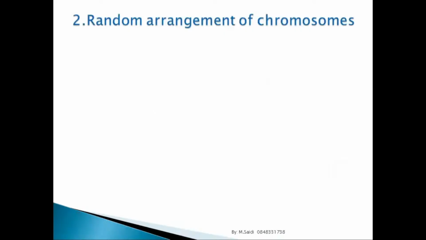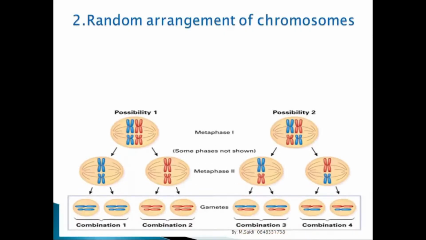Number two, random arrangement of chromosomes. How do chromosomes randomly arrange? If you look at this, you'll find out that you can have this, maybe. Remember, they just do randomly. They are like chicken when they are going to mate. Okay, I'll talk about that.